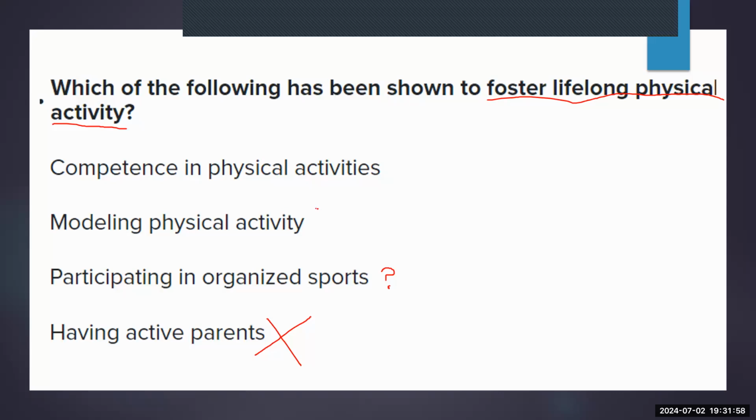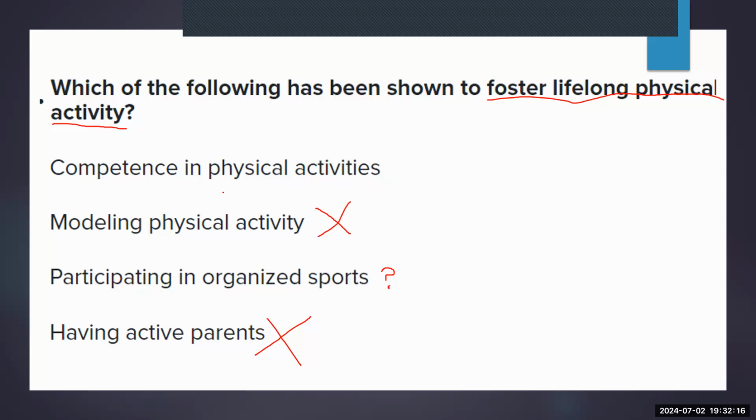Not necessarily, right? I mean, you can show me how to do good at basketball, but I'm not going to play basketball for the rest of my life. That's not going to work for me. How about competence in physical activities?